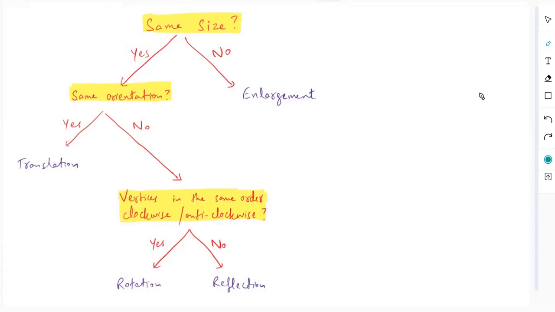Then the next question आप क्या पूछोगे? Is the orientation the same? यानी कि वो same orientation है, पहले आपके ये थी और बाद में भी इसी तरह की फिगर है, डायरेक्शन उसकी वही है पहले की तरह की. If that is the case, then it's a translation because it's just a shift of the figure. उठा के बस दूसरी जगह पे रख दिया. That's fairly straightforward as well.